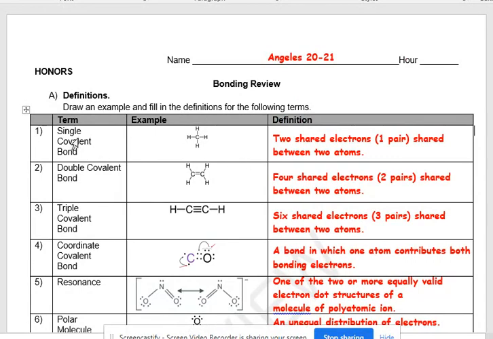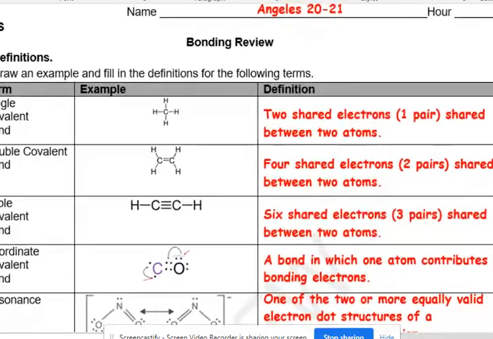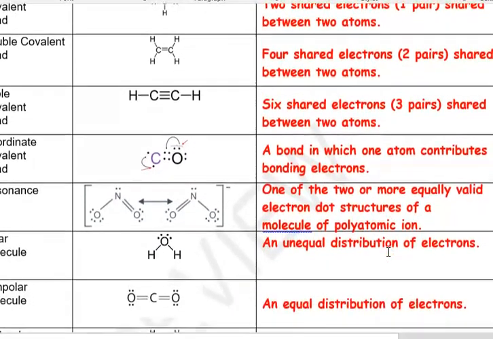So the first one, single covalent bond is 2 shared electrons, 1 pair. Here's an example. Remember, carbon likes to have 4 bonds. A double covalent bond is 4 shared electrons, 2 pairs shared between 2 atoms. It doesn't matter what structure you have. Obviously, it should show, though, that they have single bonds, double bond here. Triple bond, triple covalent bond, 6 shared electrons shared between 2 atoms.